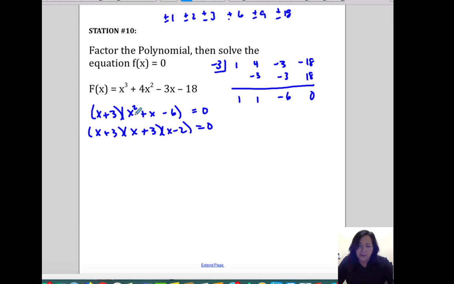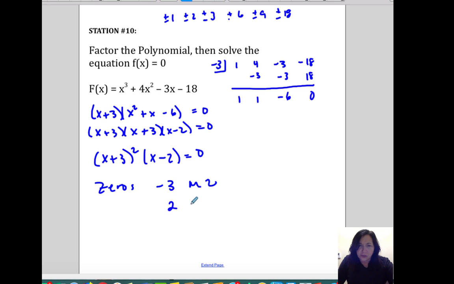This looks like we have a double multiplicity, doesn't it? It looks like we have x plus 3 times x plus 3, and then we have x minus 2. So that means I have a 0. Here are my zeros: I have a 0 at -3 with the multiplicity of 2. I have a 0 at 2 with the multiplicity of 1.